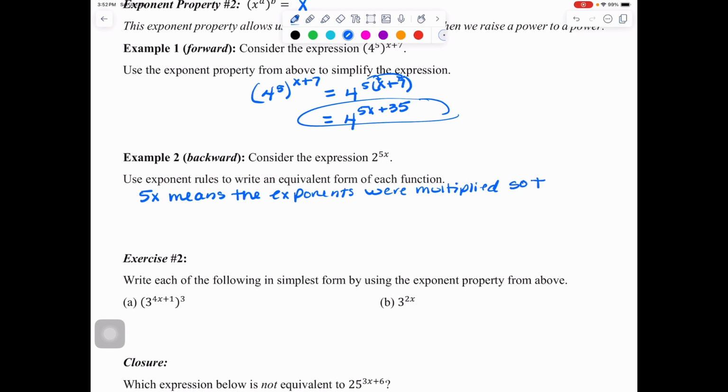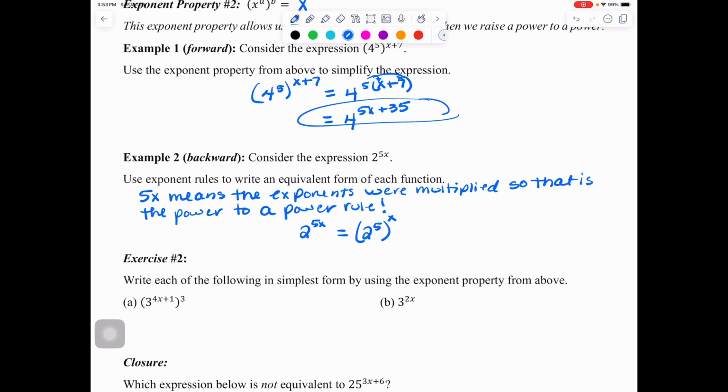So that is the power to a power rule. Okay, so we're going to do it backwards. If I have 2 to the 5x, that must have come from taking 2 to the 5th and raising that entire thing to the x power.